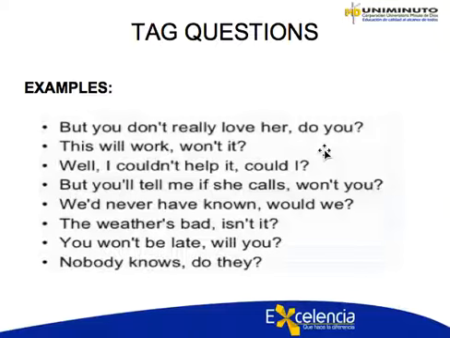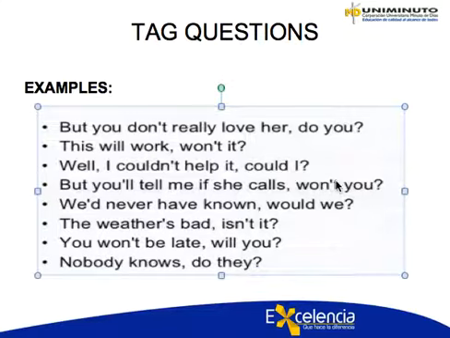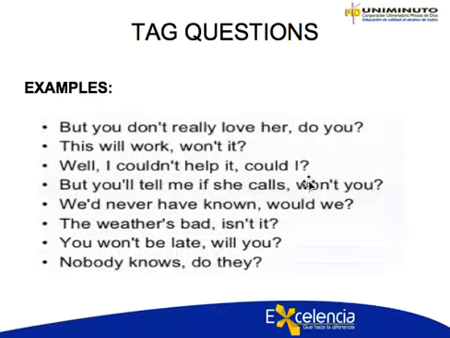This will work, won't it? In this part, we have positive will work, and the negative won't it. Okay, won't it? So that is positive, will work, negative won't, the contraction. In the third, well, I couldn't help it, could I? Esta parte es negativa, so the other, you need to write it positive. Could I? Siempre tenemos que identificar es el auxiliar que se está utilizando.